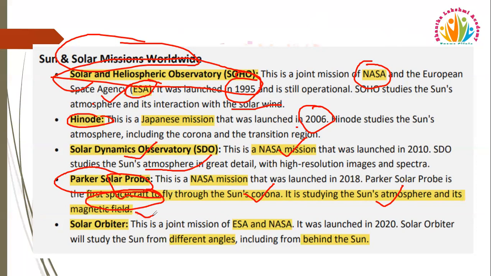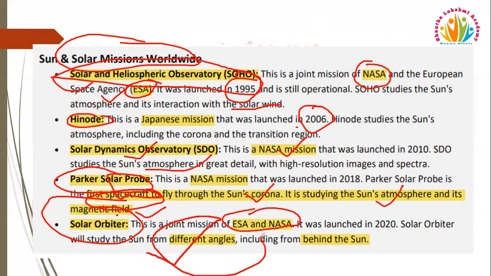magnetic field. Then the Solar Orbiter is a joint mission of NASA and the European Space Agency, launched in 2020, which helps us study the sun from different angles, including from behind the sun.